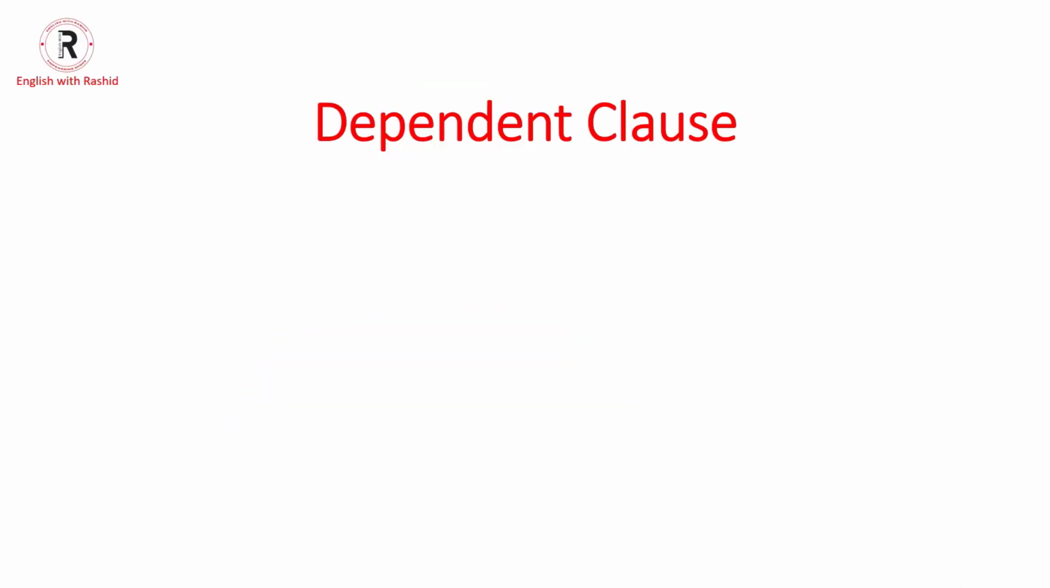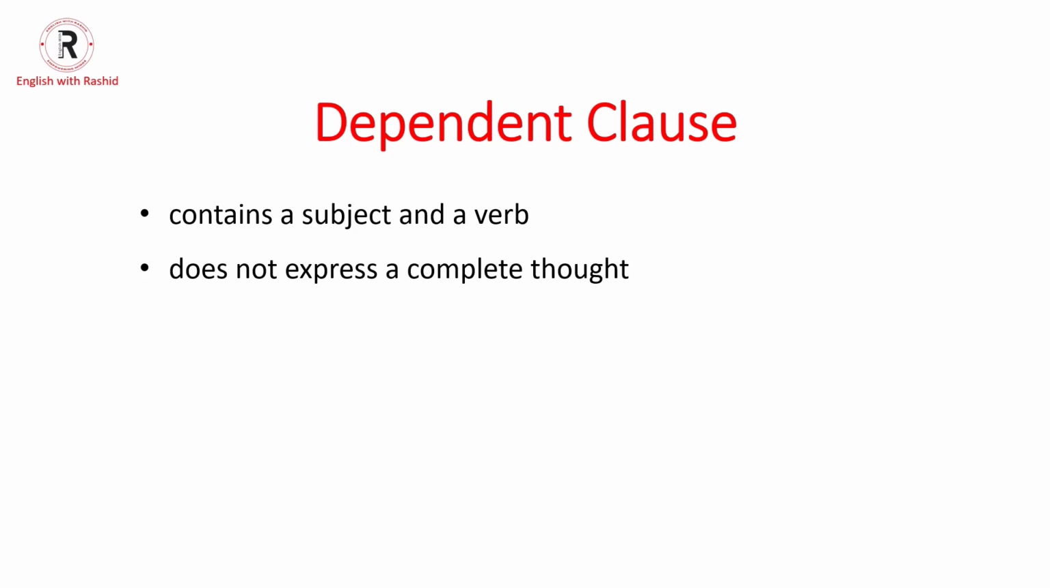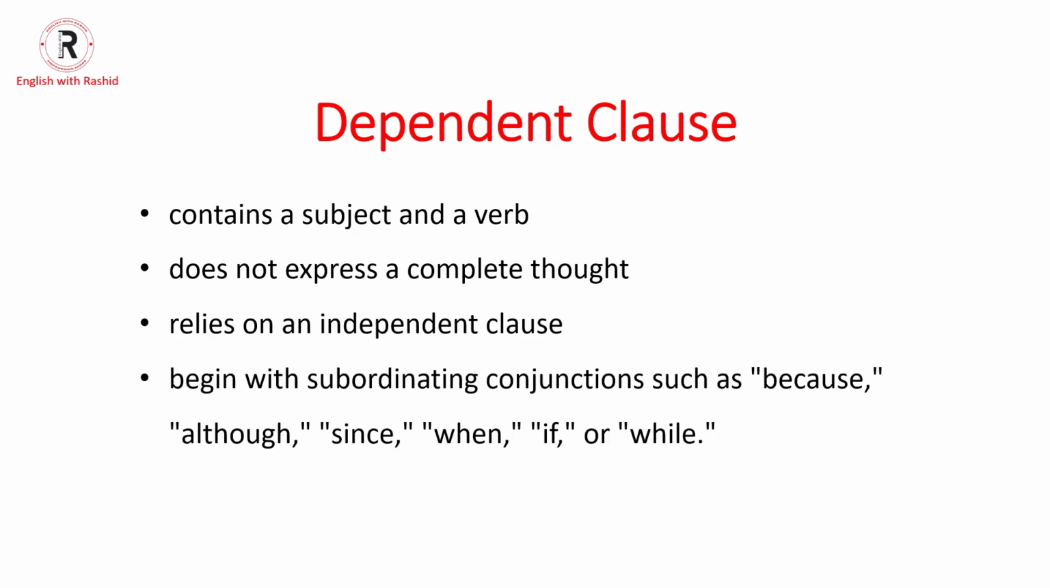So let us first look at a dependent clause. A dependent clause is a group of words that contains a subject and a verb but does not express a complete thought. It relies on an independent clause to form a complete sentence. Dependent clauses often begin with subordinating conjunctions such as because, although, since, when, if, or while, etc.